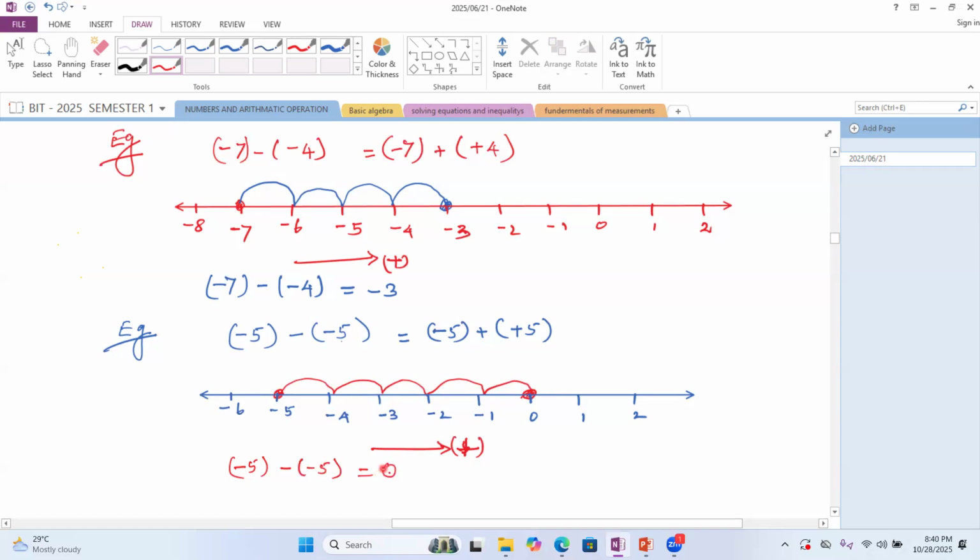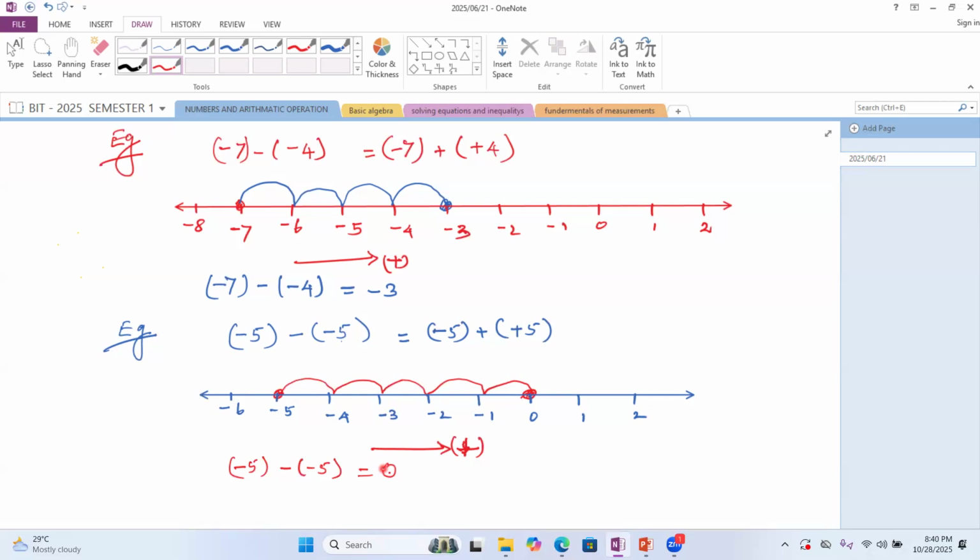Right. These are what we call add positive, subtract positive, add negative, subtract negative. There are 4 different ways.